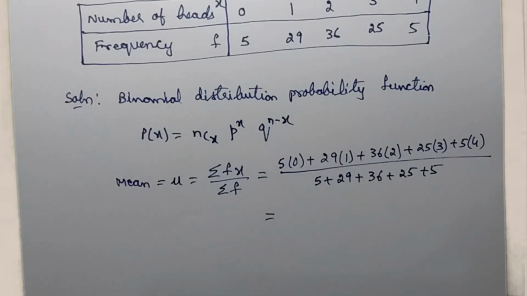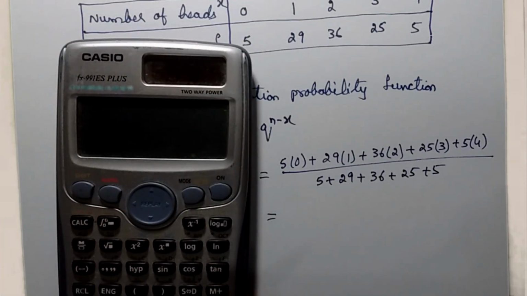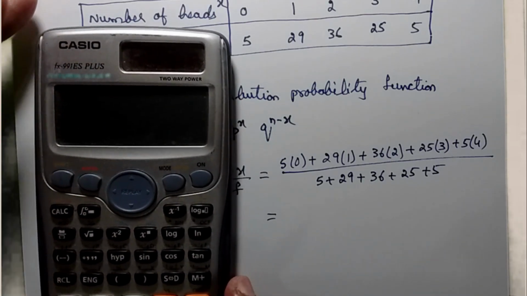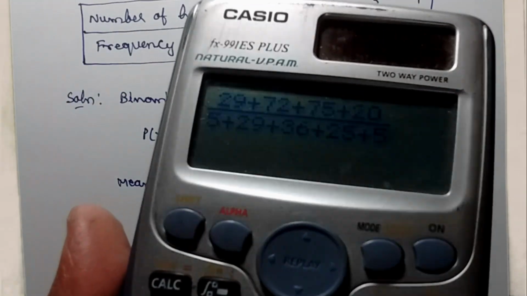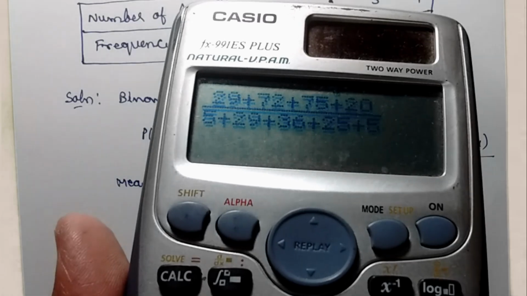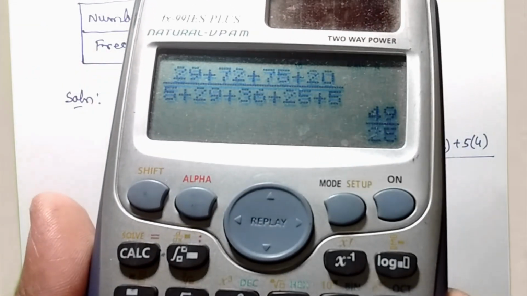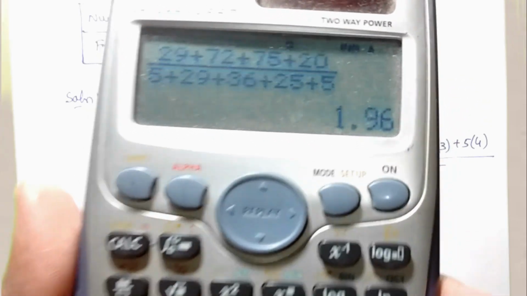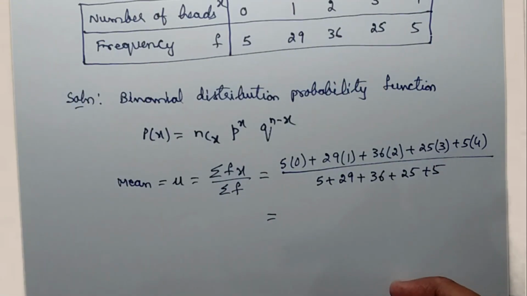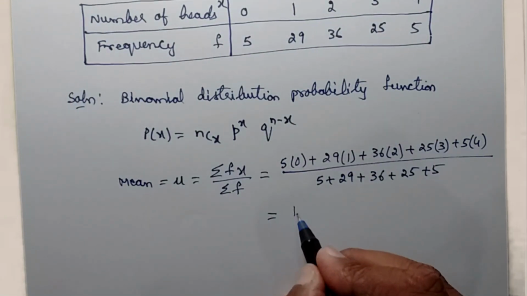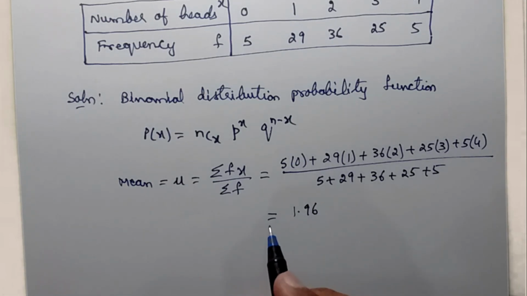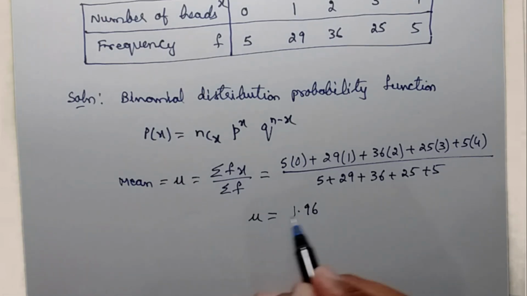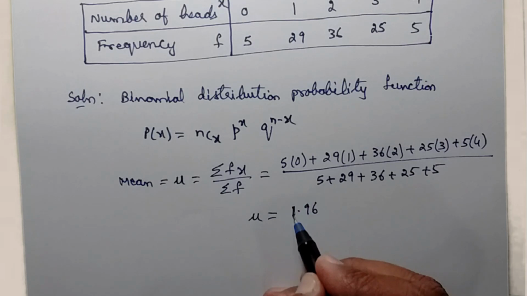Just evaluate this one. Use your calculator, type in all the values, and check what solution you are getting. That will be your required value. Just check, are you getting the same value there? I have got 1.96. So mean mu will be equal to 1.96.